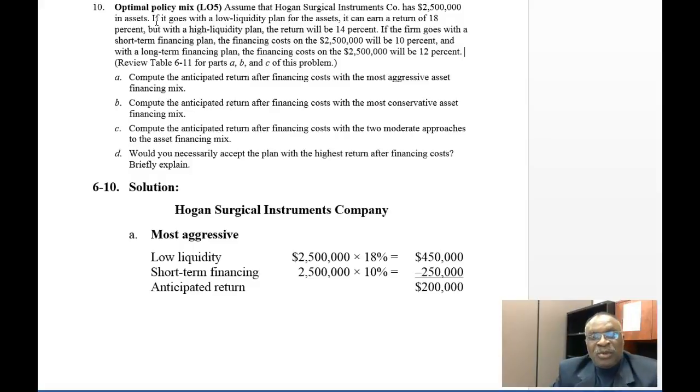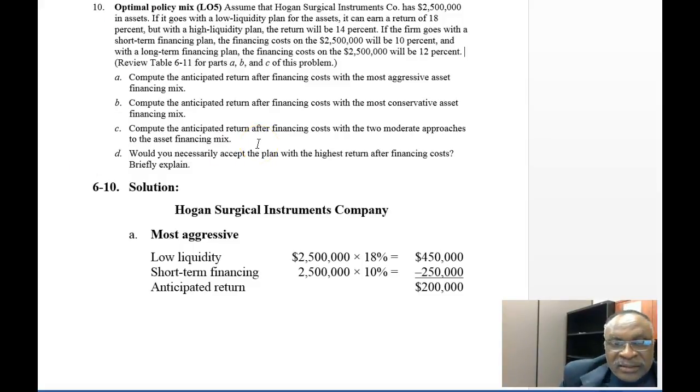A, compute the anticipated return after financing costs with the most aggressive asset financing mix. B, compute anticipated return after financing costs with the most conservative asset financing mix. C, compute the anticipated return after financing costs with the two moderate approaches in the asset financing mix. D, would you necessarily accept the plan with the highest return after financing costs? Briefly explain.